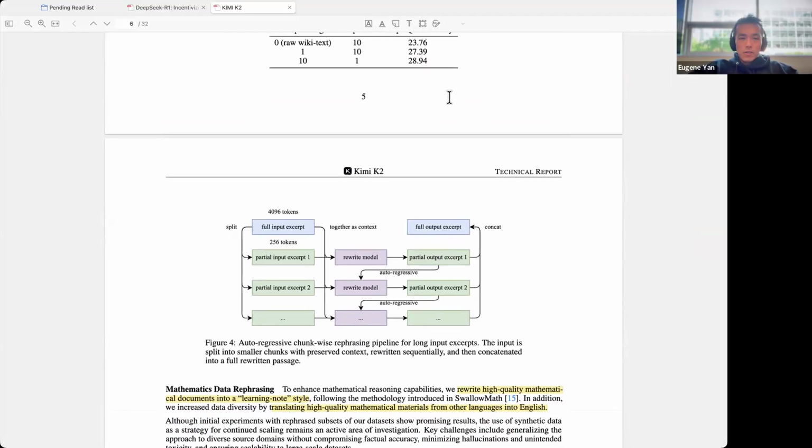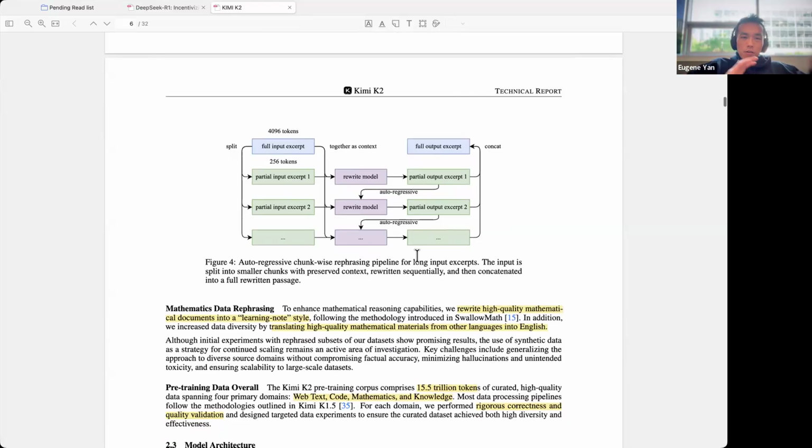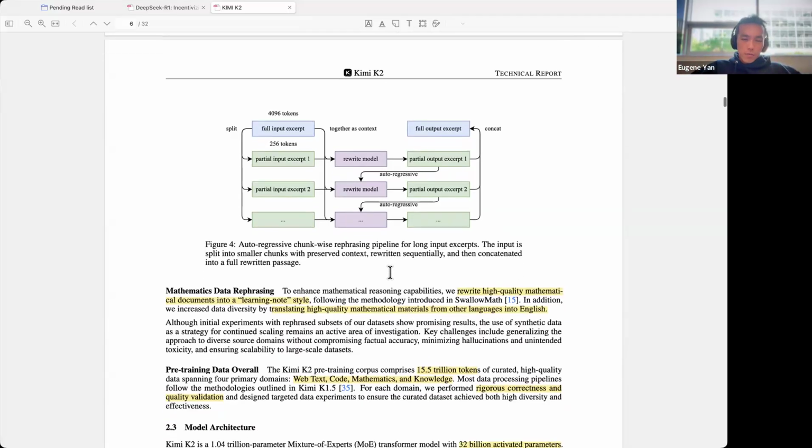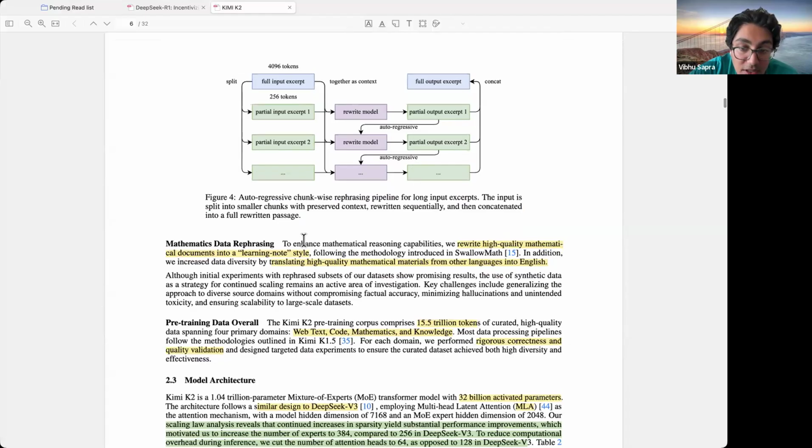I think what they're doing here is they're rephrasing the first paragraph, then adding the new first paragraph and the raw second paragraph, and asking it to rewrite the second paragraph. And I think by doing this, it keeps the style of the first paragraph. But I want to make sure I'm understanding this right. That's how I'm interpreting it too. The input is split into smaller chunks with preserved context, rewritten sequentially, then concatenated into a fully rewritten text. But it could be the other way too, which wouldn't be as good.